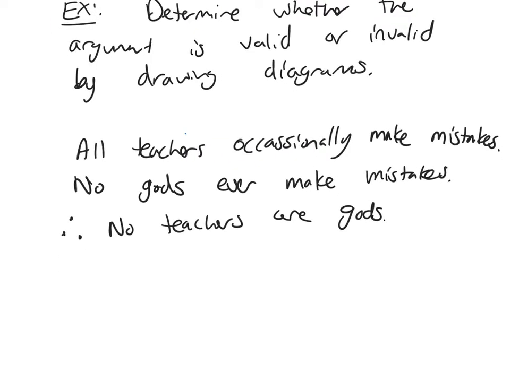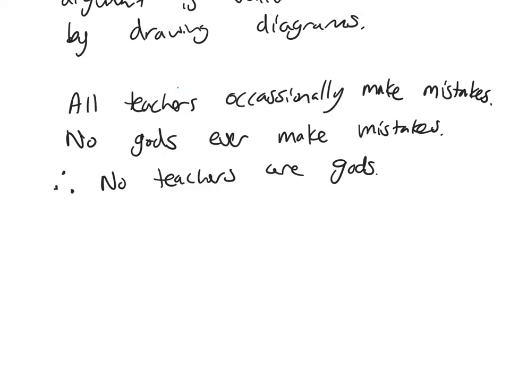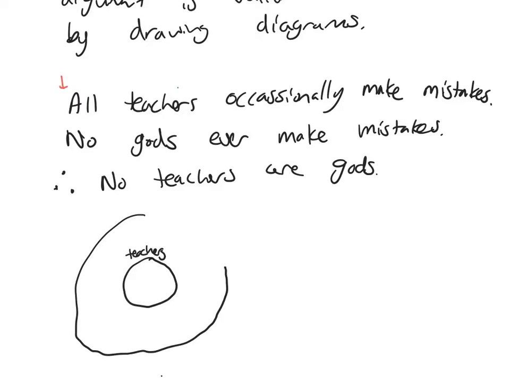So remember, these were the problems where we used the kind of like Venn-looking diagrams with circles. So you take each piece and you draw a diagram for that. So let's say all teachers occasionally make mistakes. So how would I draw that in a picture? I would have a circle representing all teachers, and then they belong to the group of beings that occasionally make mistakes.